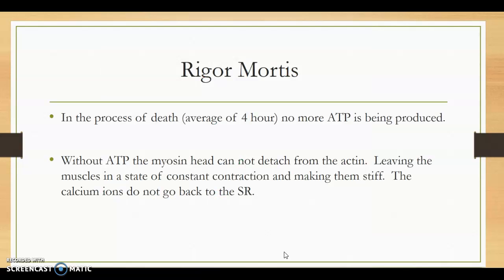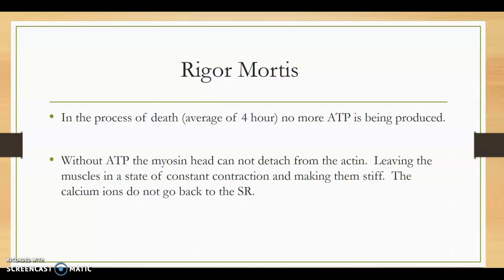The calcium will attach to the troponin, which pulls up the tropomyosin, and now the site is exposed and ready for muscle contraction. I know I'm going kind of fast, but I only have 15 minutes with this app that I'm using, so I have about 3 minutes left. The whole point of this unit is rigor mortis, and that's actually what happens when you die. A lot of people had questions about that. In the process of death, in about an average of 4 hours, no more ATP is being produced, which makes sense. The person is no longer living.